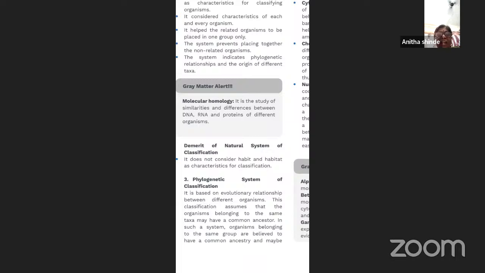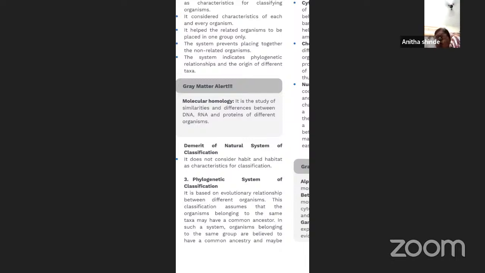This classification stresses that organisms belonging to the same taxa should have a common ancestor. For example, take all the organisms belonging to one group, like mammals, the class Mammalia. The class Mammalia might have some characteristic features which originated from their common ancestor. That means their ancestor might be the same. That is why all the animals that come under Mammalia have been put together.